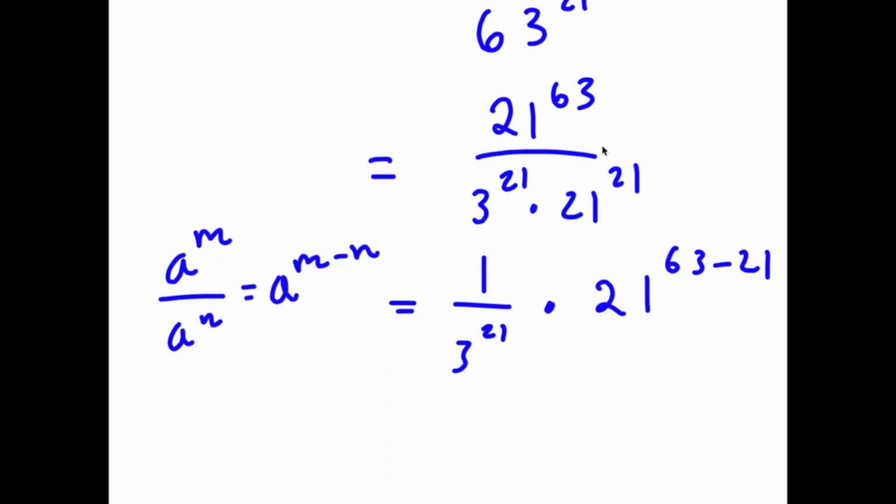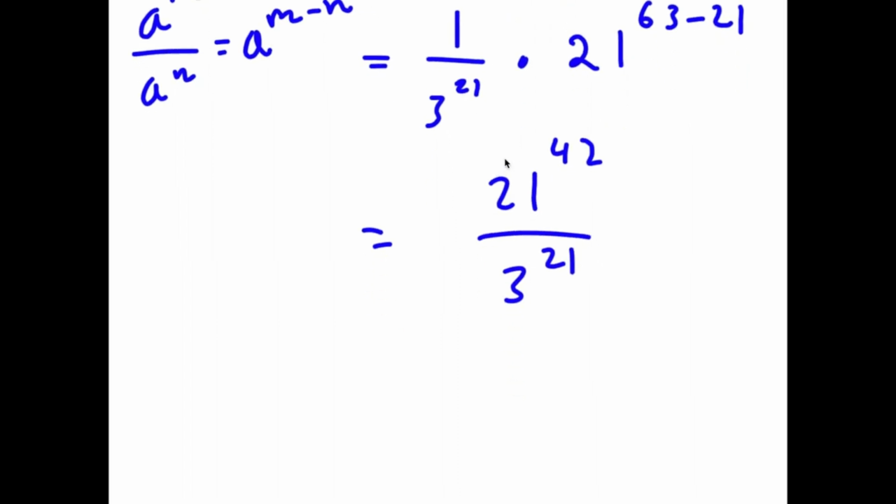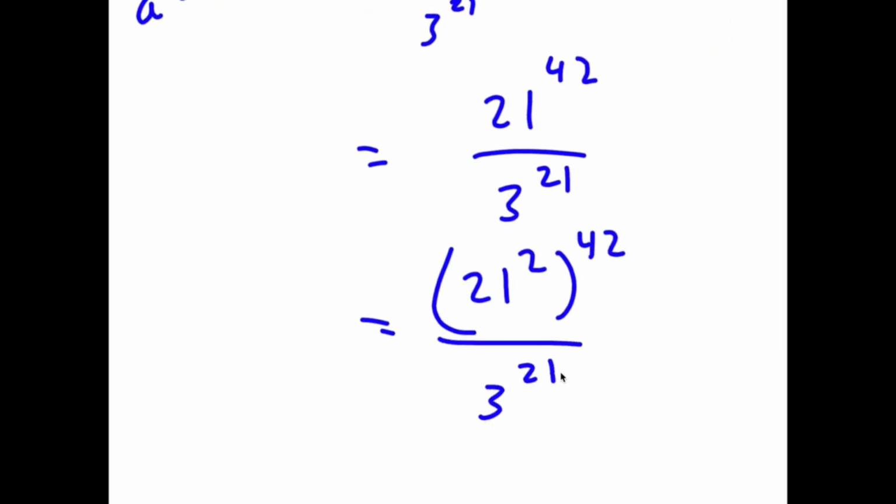So in this case, I had 21 to the power of 63 over 21 to the power of 21. So I rewrote this as 21 to the power of 63 minus 21. Now, 21 to the power of 63 minus 21, that's the same thing as 21 to the power of 42. Now I have this over 3 to the power of 21. Now, 21 to the power of 42, that's the same thing as 21 squared to the power of 21.